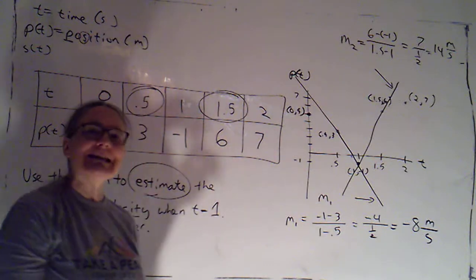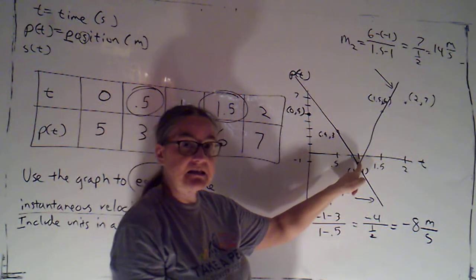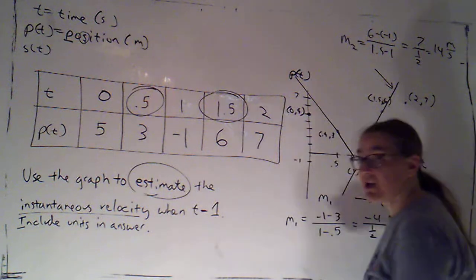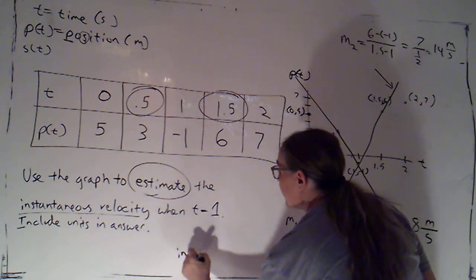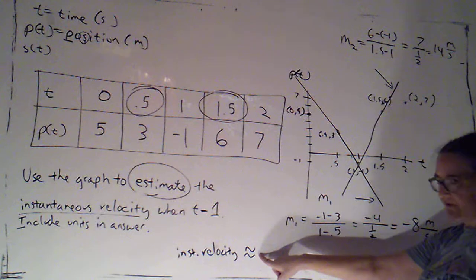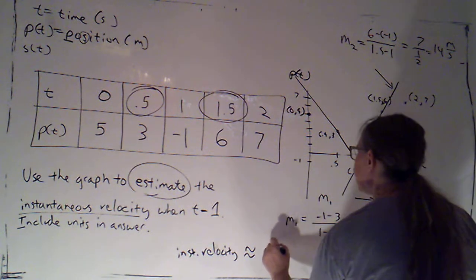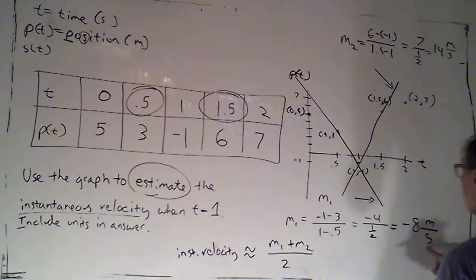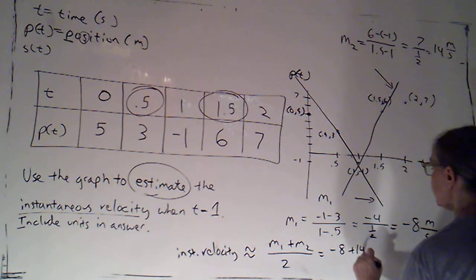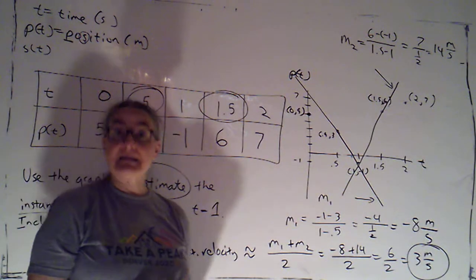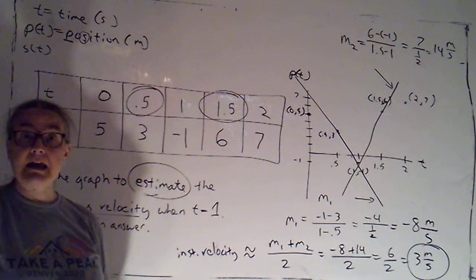So that's the average velocity over the time interval from 1 to 1.5. If I want to estimate the instantaneous velocity at this time, I want to take into account what happened before that time and after that time. So I'm going to just say that the instantaneous velocity, I'm going to estimate it. I'm not claiming that it's equal to this. I'm saying it's about. This is an estimate. I'm just going to average those. M1 plus M2 divided by 2. Okay. So that's going to be -8 plus 14 over 2. That's 6 over 2, or 3 meters per second. I think that's the simplest way of doing things that we can get from this table of values.